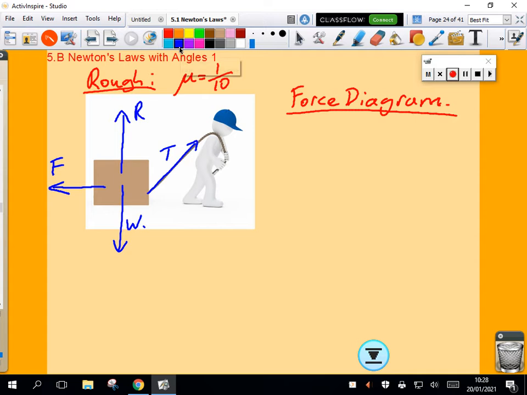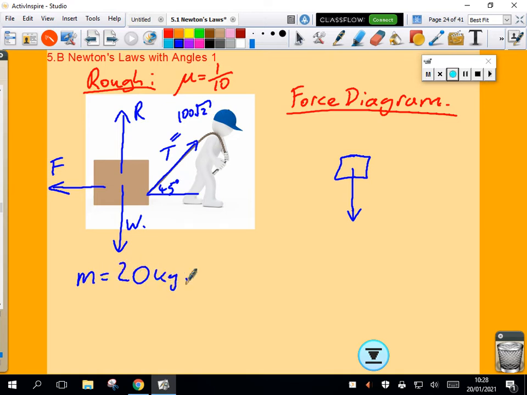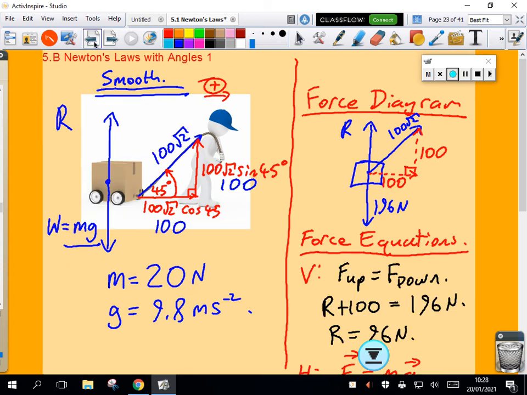The force diagram, I'm going to draw my forces. The weight acting downwards. I'm going to stick with all the same stuff. I'm still going to say this is 45 degrees. I'm still going to say the tension force is 100 root 2. I'm still going to say the mass of the box is 20 kilograms. I think that's what I said.